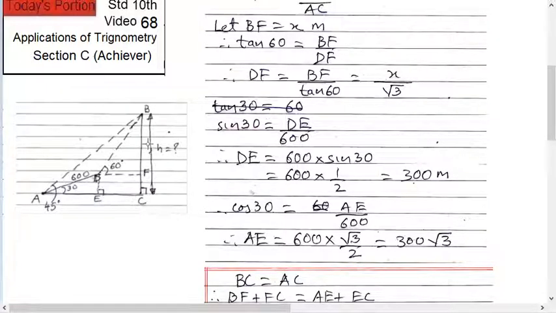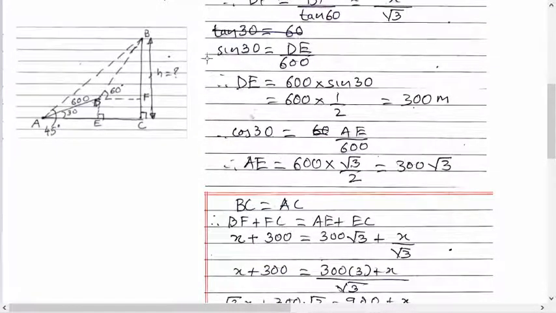Now what? Next, BC equals AC because 45 degrees. Therefore BF plus FC equals AE plus EC. Right? Okay. Therefore BF is X plus FC is 300. We have found out this.